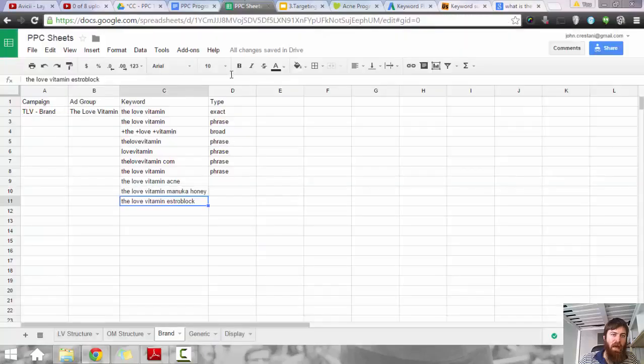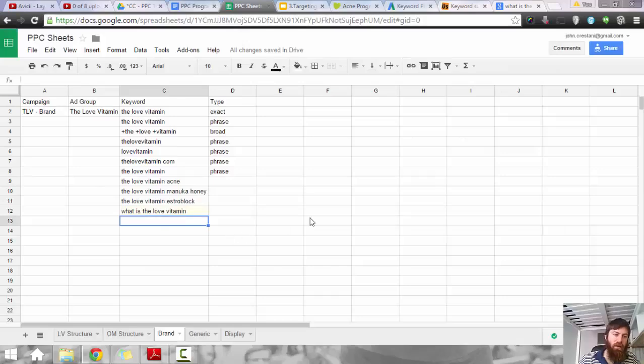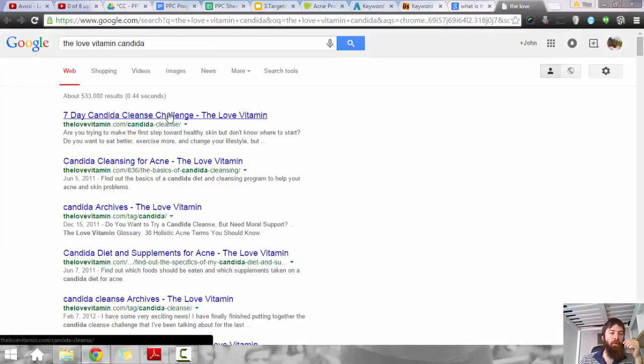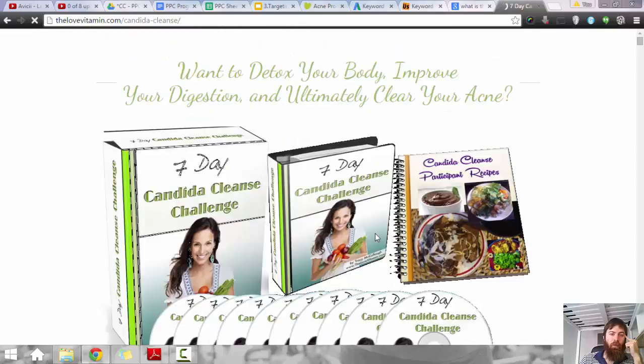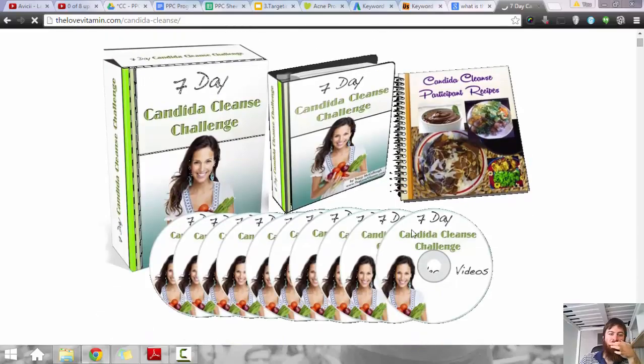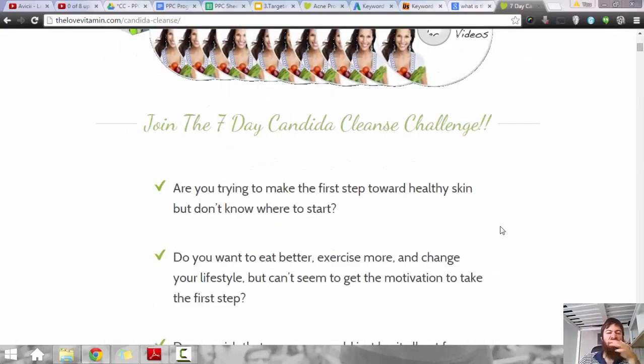maybe people are just wondering, okay, it's called the Love Vitamin, is there an actual Love Vitamin? The Love Vitamin Candida. And these might be popular articles on their blog. The 7-Day Candida Cleanse Challenge. So I guess this has something to do with what she actually recommends to cleanse yourself.